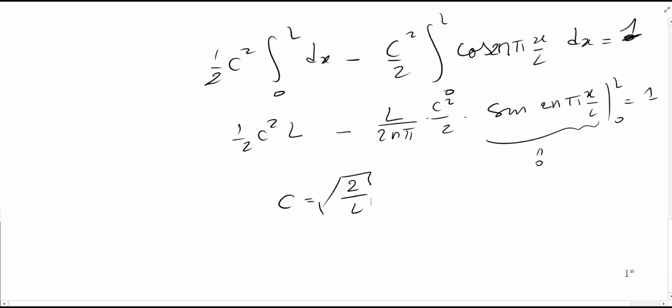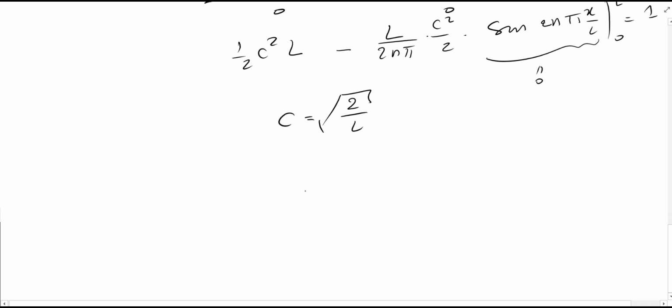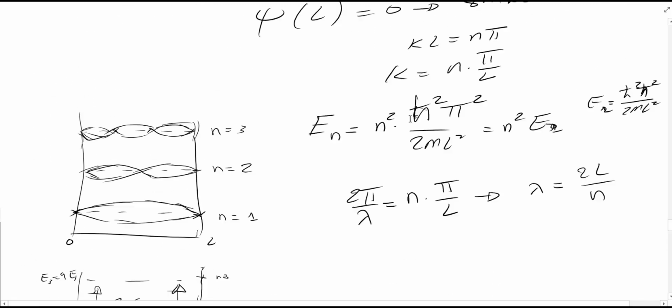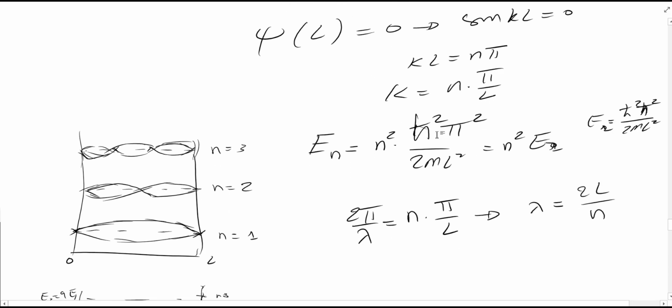You can write them now normalized as square root of 2 over L sine of n pi x over L times exponential of minus i E_n t over h bar, where these are the stationary values. You can go and revisit what this E_n is. It has to do with n squared times the energy levels: n squared times h bar squared pi squared over 2mL squared.